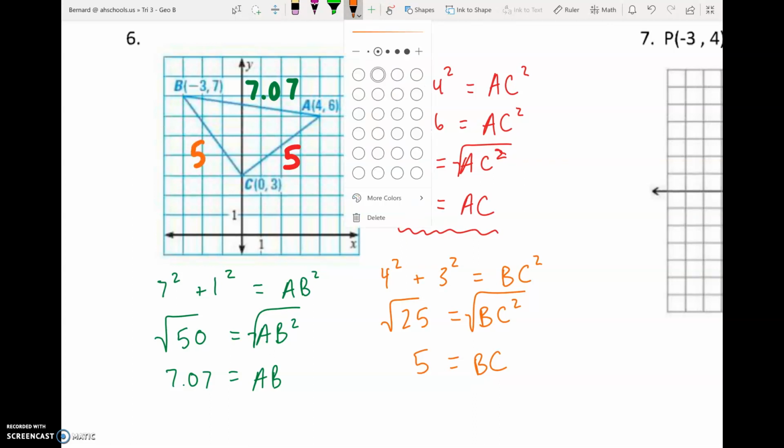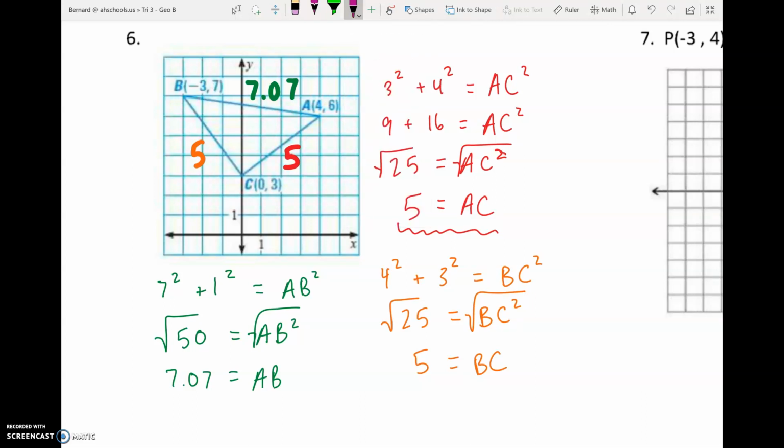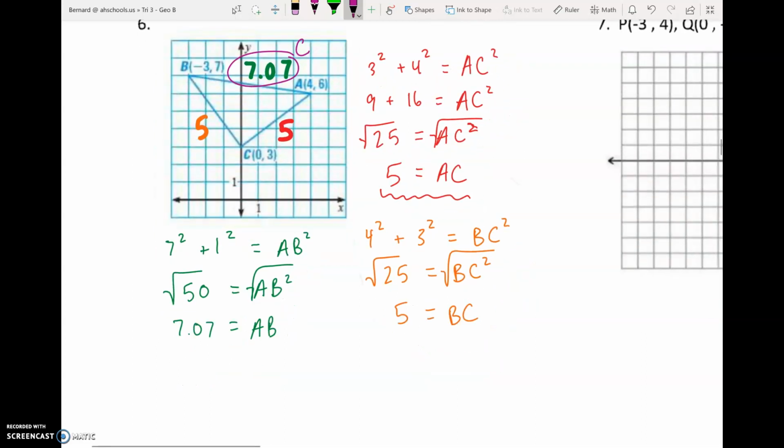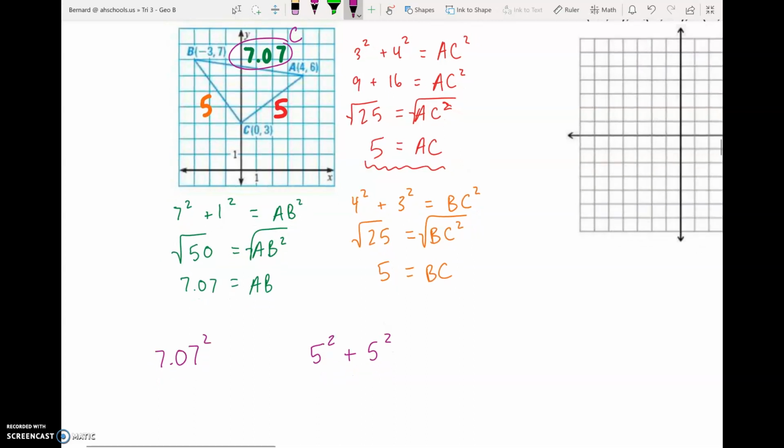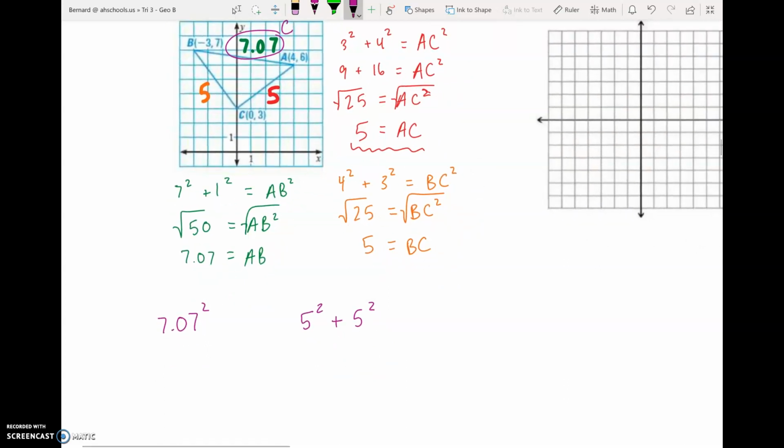And so now for us to decide if this is a right triangle or obtuse or acute, we need to figure out what's our longest side, and that's what C is. And so that's going to be 7.07. That's bigger than 5 and 5. And now we just see, if we square that one by itself, 7.07 squared, and then we square the 5s together and add them together, do they equal each other? Are they greater than, or are they less than? And depending on what they are, we can tell if they are acute or obtuse.